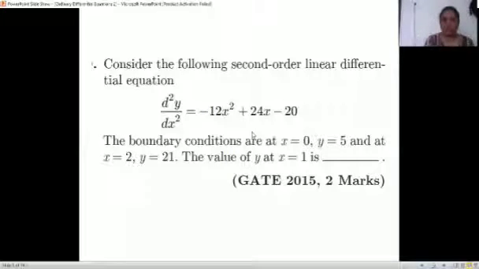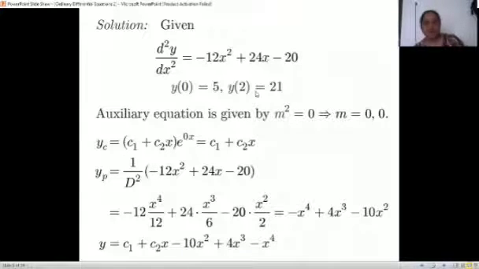So I think it will be minus 12 into x raised to 4 upon 12. 12 will get cancelled. Plus 24 into x cube by 6 minus 20 x square by 2. Right? So see the terms. These are the conditions given. So 0, 0, that's why it is c1 plus c2x, and yp is 1 upon d square into your polynomial. But 1 upon d square is double integration of this term. So we are writing the double integration part. Then it is simply minus x raised to 4 plus 4x cube minus 10x square.